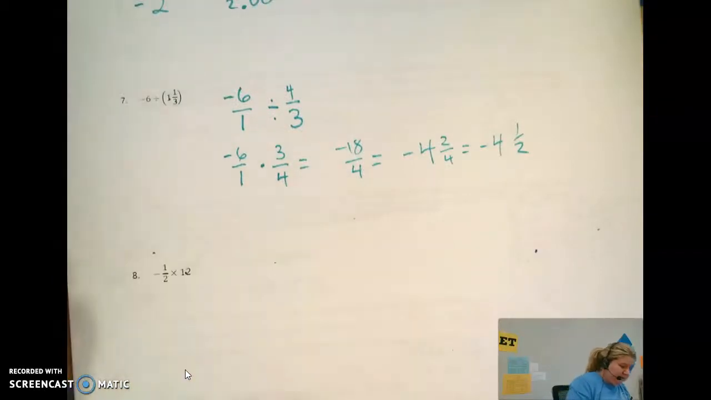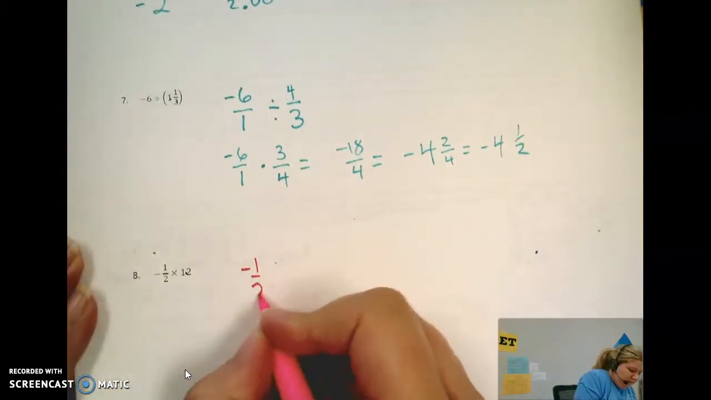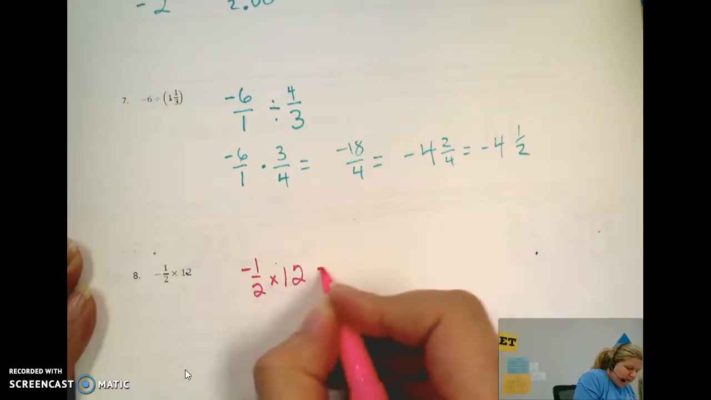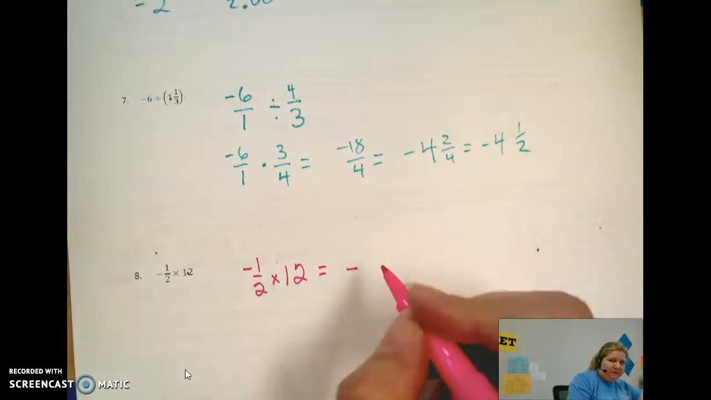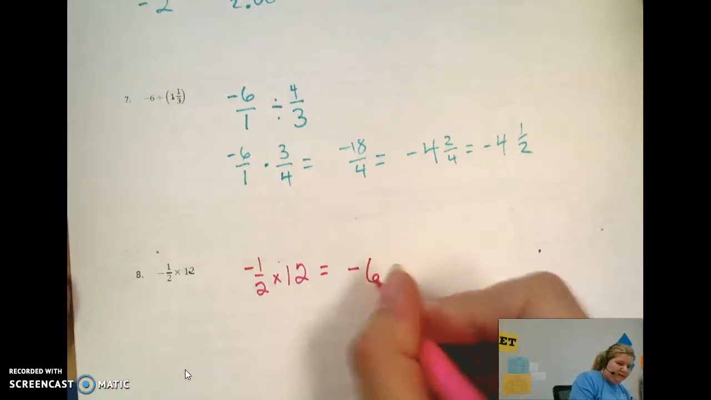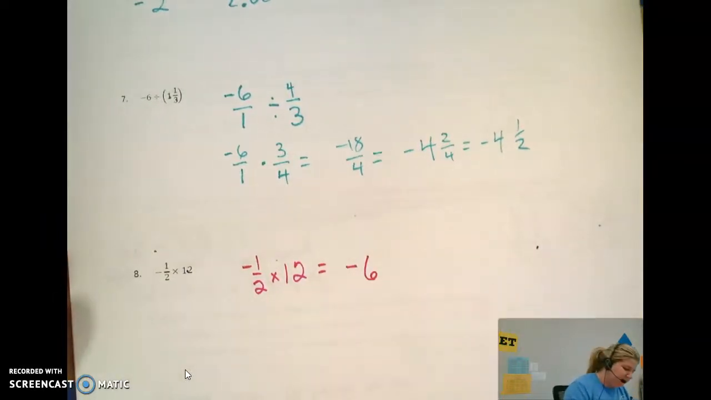Alright, next, negative 1/2 times 12. We'll end up with a negative result. Half of 12 is 6. So negative 6.